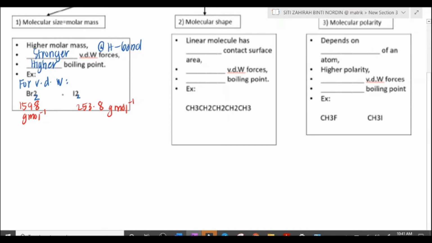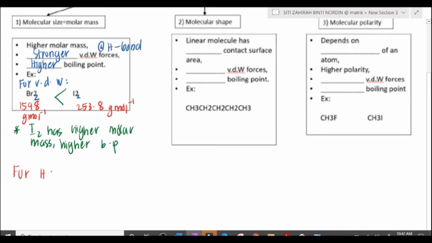So which one has the higher molar mass? Yes, that would be iodine. So iodine has stronger van der Waals forces, hence a higher boiling point. Okay, so write down your notes. I2 has higher molar mass, so it has higher boiling point.